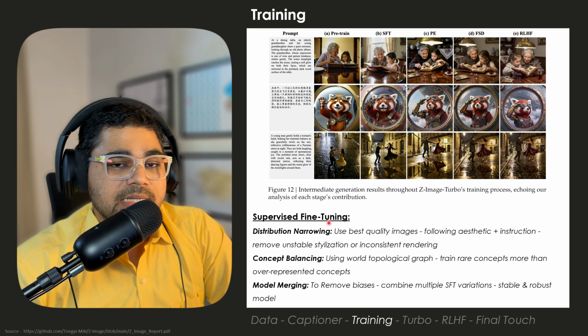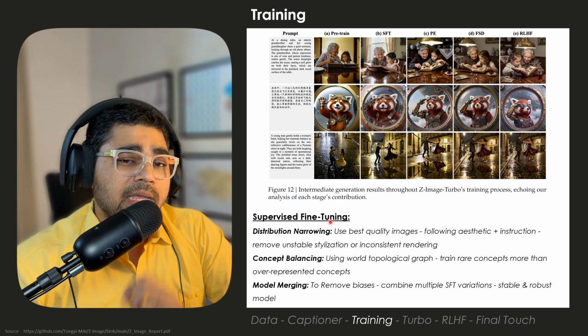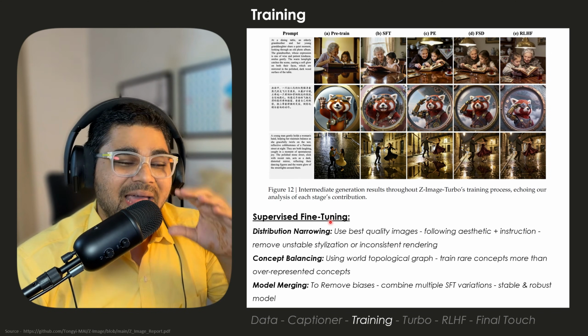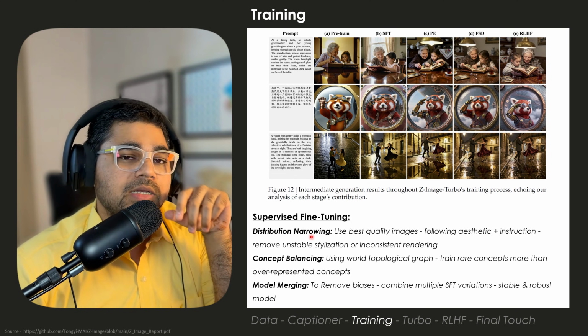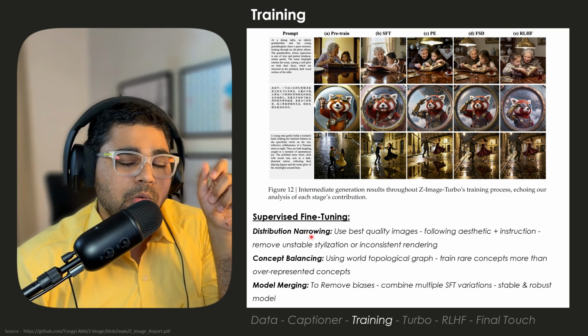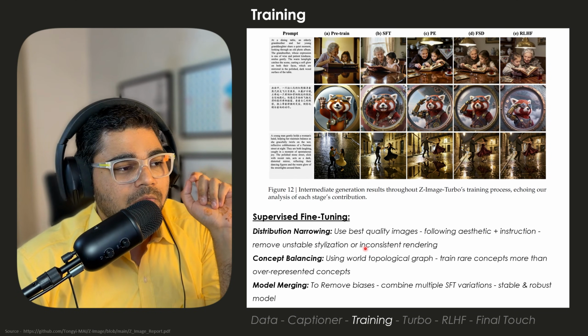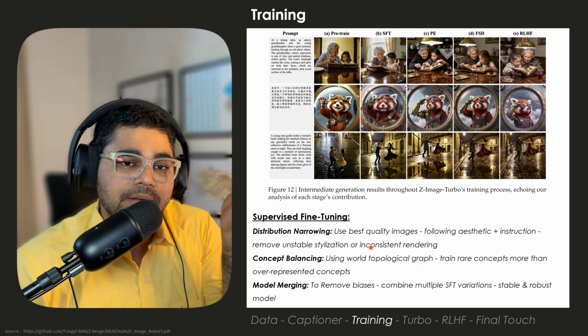Now let's see the stages that are happening in the supervised fine-tuning. Each of these is 2 pages. I have compressed it into 3-4 words. So the first step is distribution narrowing. Here they're only going to keep the best images and remove unstable stylization or inconsistently rendered images.